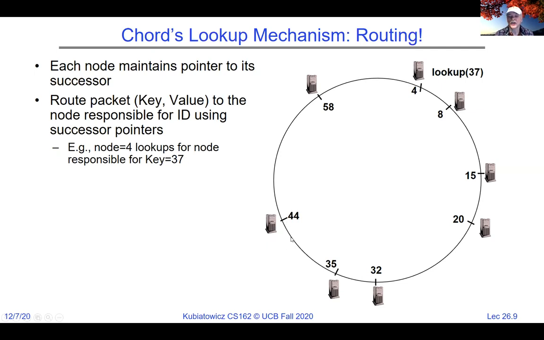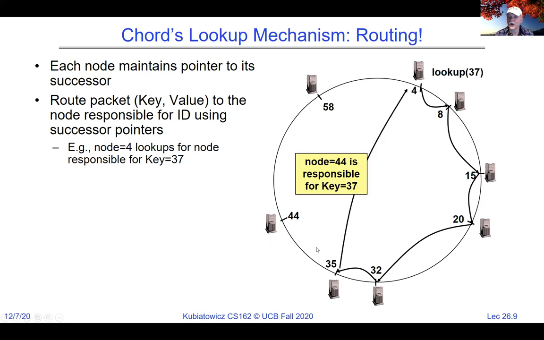Well, 37 is going to get stored on the node that is the closest one clockwise on the ring. Okay, and so for 37, the closest one clockwise is 44. So how does this happen? Well, 4 says, I don't know what it is, so it routes to 8. 8 says, I don't know what it is, routes to 15, routes to 20, 32, 35. At this point, 35 knows that its successor is 44, and so it just responds back and says, hey, I happen to know that node 44 is responsible for key 37.